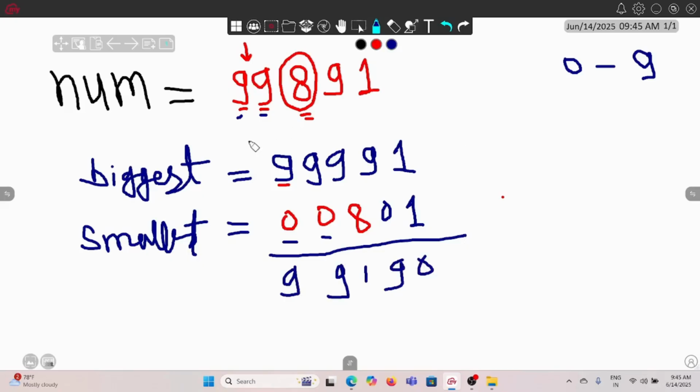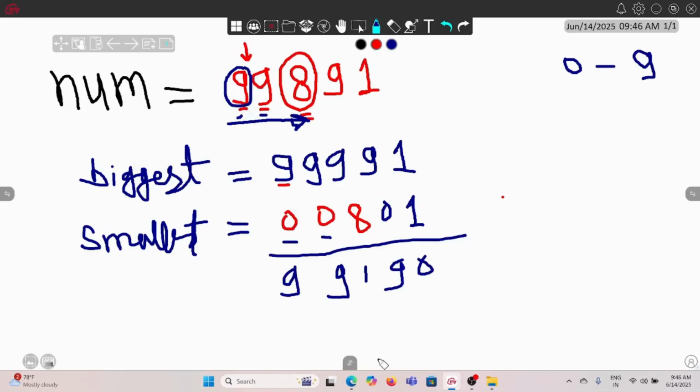So basically what we have to do to get the maximum value, till the time we are getting a 9, we will keep on going to the right side. Once we get a non-9 value, we will replace this digit with 9. And for the smallest, we will always choose the very first value to convert it to 0 and all its occurrences, whatever digit is sitting at the very first position. So this is what we have to do.